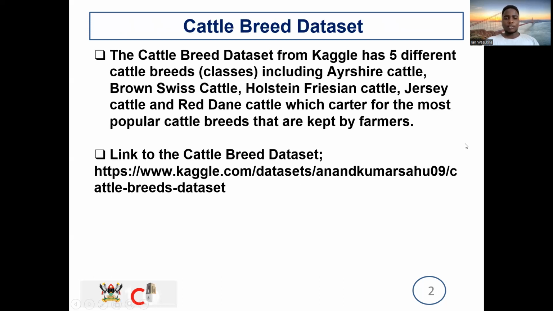The dataset that I've chosen to use is from Kaggle and has 5 different cattle breeds, which include Ayrshire cattle, the Brown Swiss cattle, Holstein Friesian cattle, Jersey cattle, and the Red Dane cattle, which cater for the most popular cattle breeds that are kept by farmers here in East Africa. The link to the cattle breed dataset is given below.